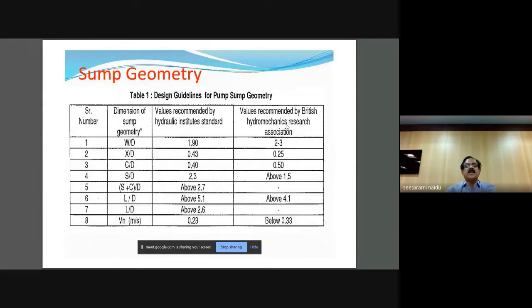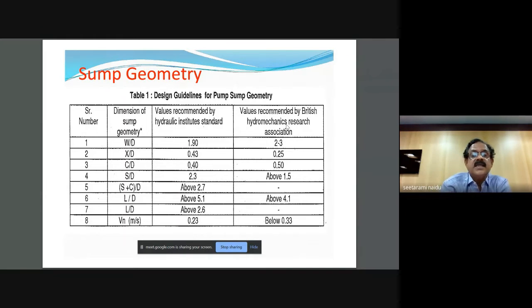Here, the recommended guidelines for all those discussions are compiled in one table like this. The width can be 1.2 compared to the diameter of the suction pipe. These are the recommendations from the Hydraulic Institute standard. This is for British BHR. So these are the comparison.